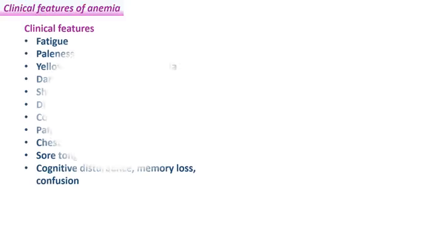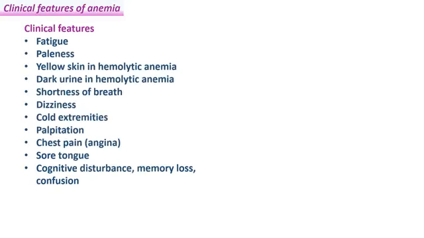Regarding the clinical features of anemia, it is fatigue, paleness, yellow skin in hemolytic anemia, dark urine in hemolytic anemia, shortness of breath, dizziness, cold extremities, palpitation, anginal chest pain, sore tongue, cognitive disturbance, memory loss, and confusion.